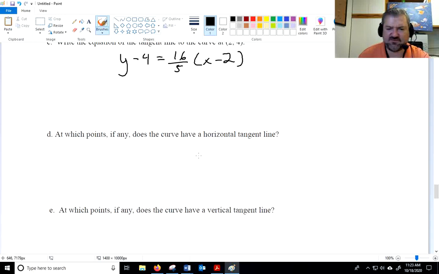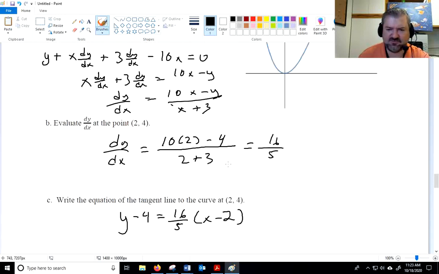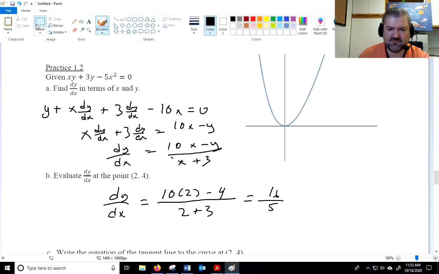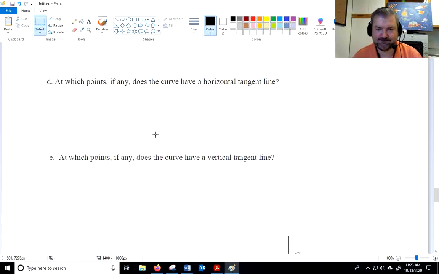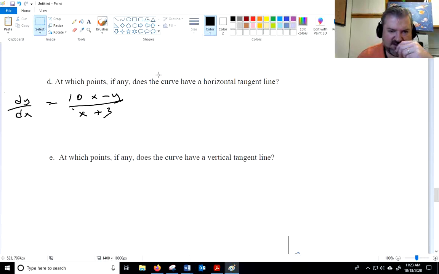At which points, if any, does the curve have a horizontal tangent line? Well, let's go back and look at the derivative. I'm just going to copy and paste that for us. So our derivative is 10x minus y over x plus 3. A horizontal tangent line is when you have a 0 in the numerator. So I'm going to solve that. 10x minus y equals 0. So I have 10x is equal to y.